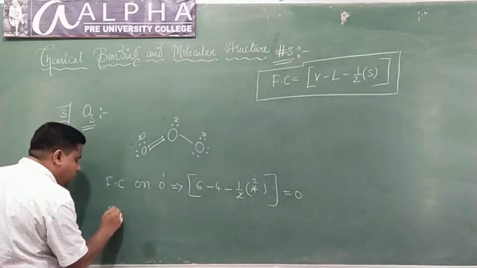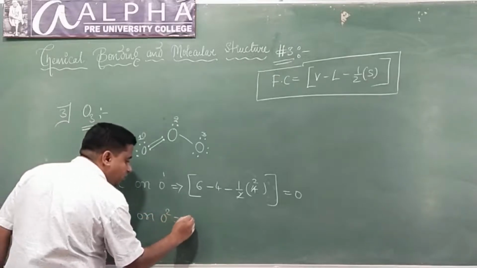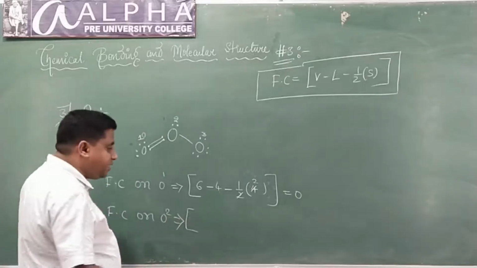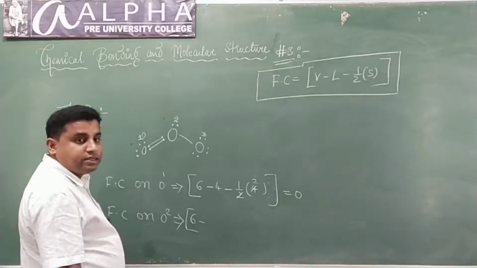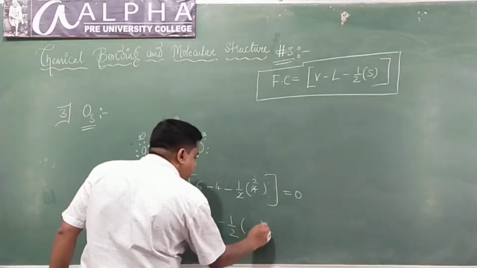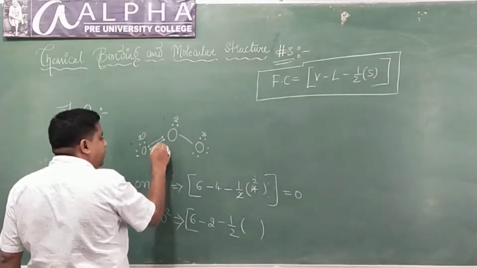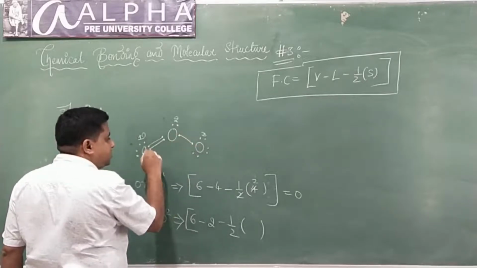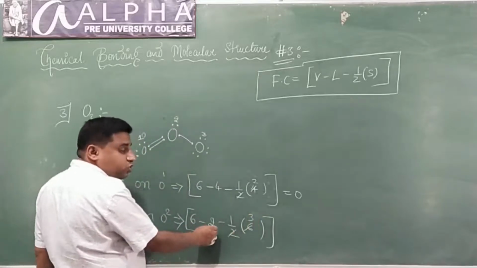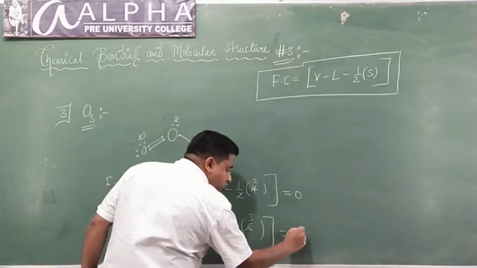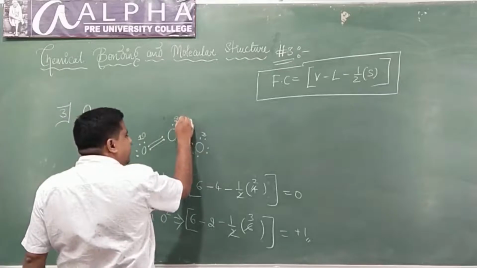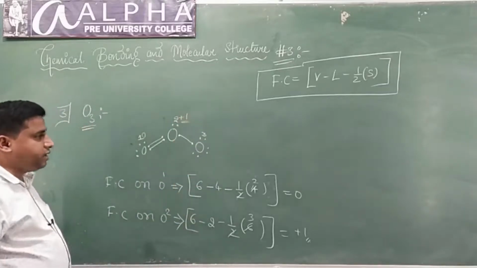Next, the formal charge on the second oxygen. Look here. Again oxygen, 16th group, total number of valence electrons is 6 minus. Number of lone pair of electrons 1, 2 minus half of shared pair of electrons. Look here, 1, 2, 3, 4, 5, 6. Total number of shared pair of electrons is 6. 2 ones are 2, 2 threes are 6. 6 minus 2 is 4. 4 minus 3 is 1. So plus 1. The formal charge on the second oxygen is plus 1. Are we clear?